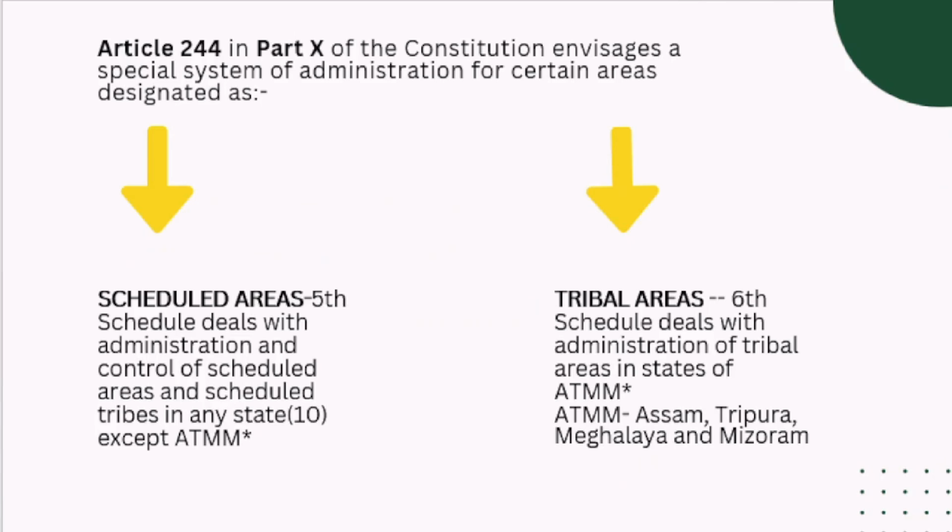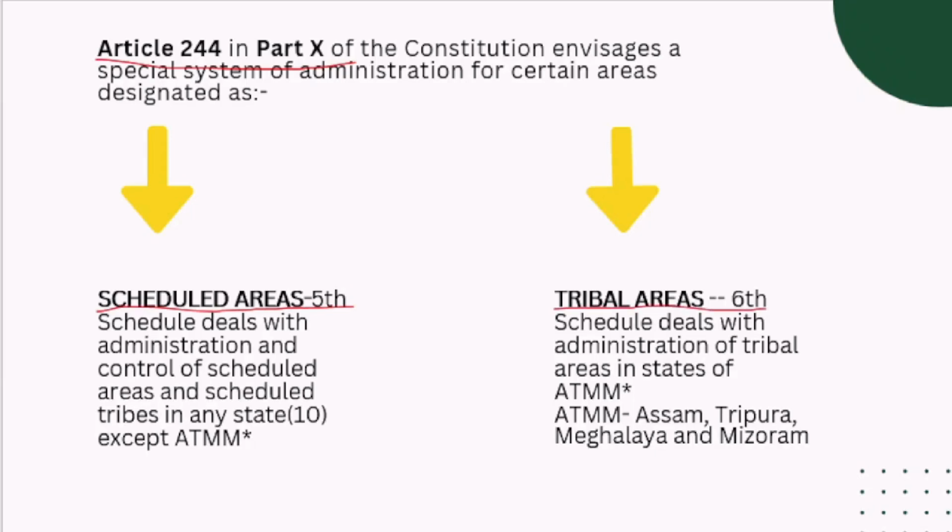Article 244 of Part 10 of the Constitution. Now this is very important for the prelims, so kindly remember that Article 244 in Part 10 of the Constitution envisages a special system of administration for certain areas designated as scheduled areas of the 5th Schedule and the scheduled tribes of the 6th Schedule.